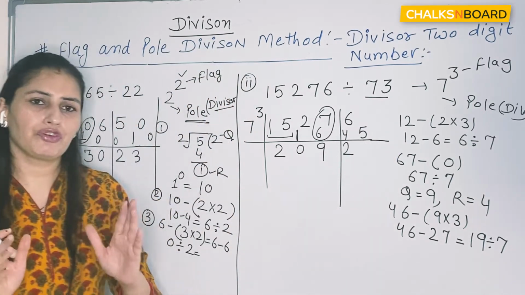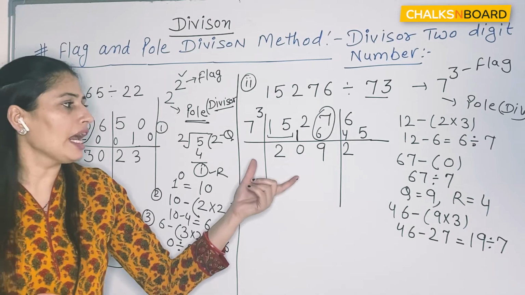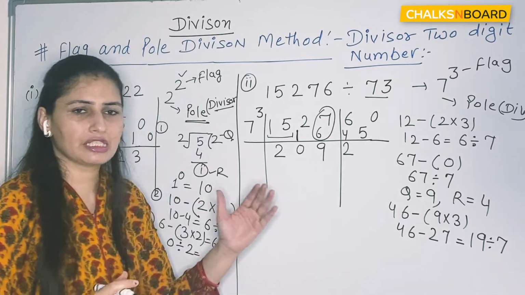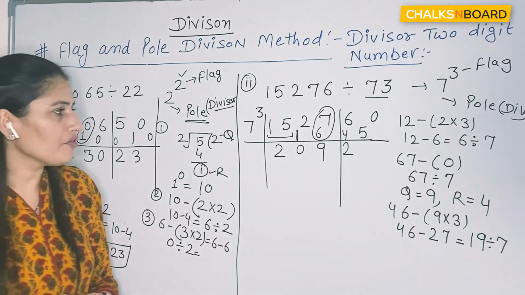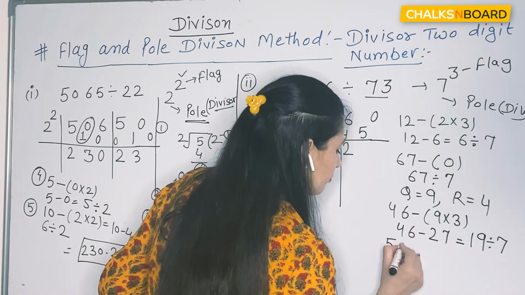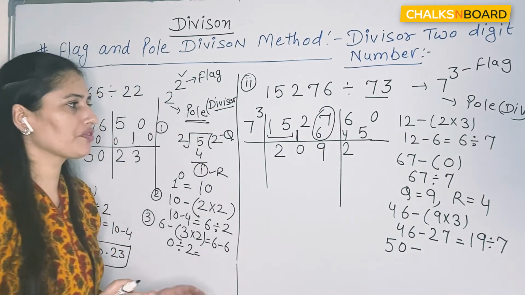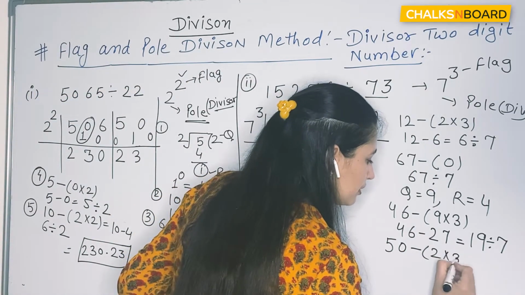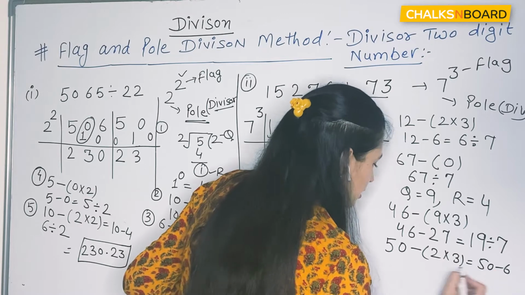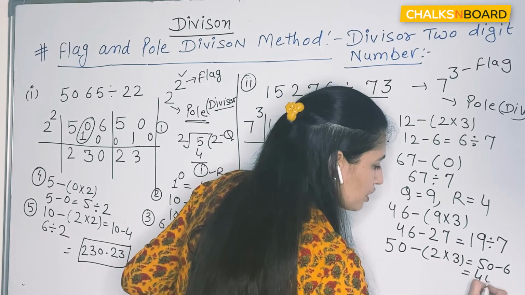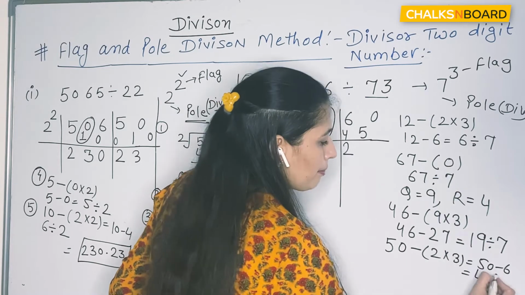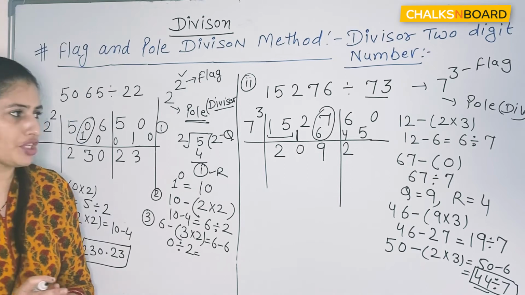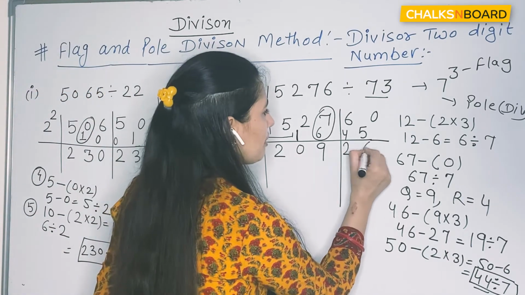In the same way, if you want, you can stop here. And if you want to continue, so we can put 0 here and we can continue this process until you want. So now 50 is here. 50 minus multiplication with the flag and the previous quotient, that is 3 2s are 6, that is 44. And when we divide 44 by 7, what is our quotient? Our quotient is 7 6s are 42, 6 and 2 is our remainder.